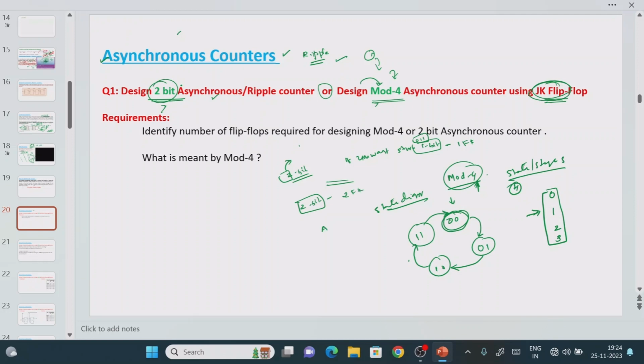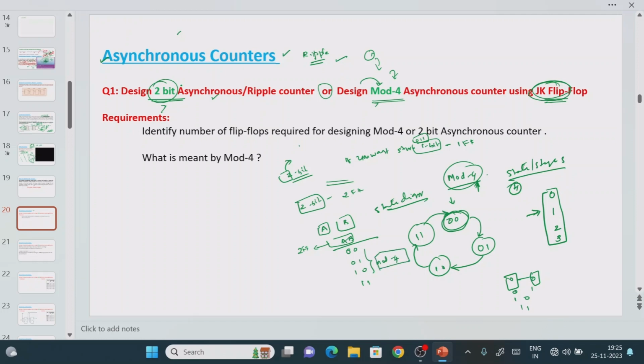Suppose I take the first flip-flop as A and the second flip-flop as B. If we consider these 2 flip-flops, how many possible counts will we get? Either 0 0, 0 1, 1 0, or 1 1. This is what we call 2-bit. To store this 2-bit value we require 2 flip-flops. With the 2 flip-flop representation, it will perform 0 0, 0 1, 1 0, 1 1, right? So this is what we call mod 4.